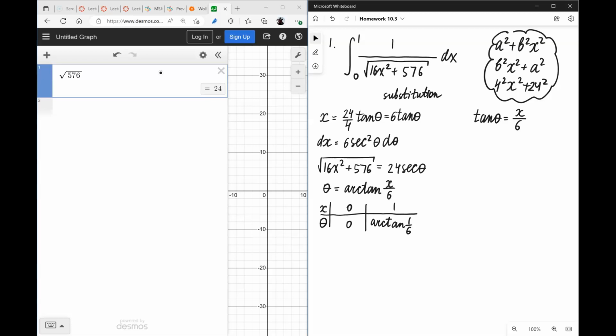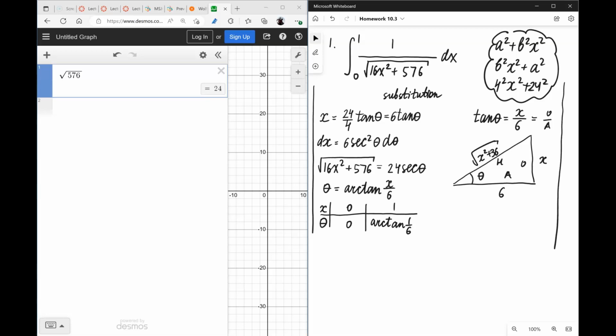Normally you don't need reference triangles, but in these problems you may. So we can draw out a reference triangle here for angle theta. This is my hypotenuse, this is opposite, this is adjacent, and tangent being the opposite over adjacent means this is x, this is 6, and this will be the square root of x squared plus 36. And now with all this prep, we're ready to do the substitution.